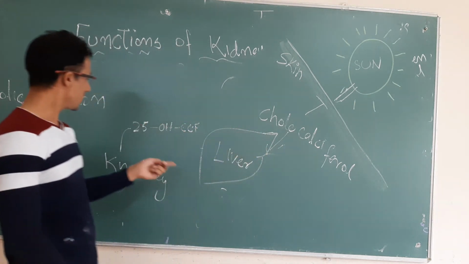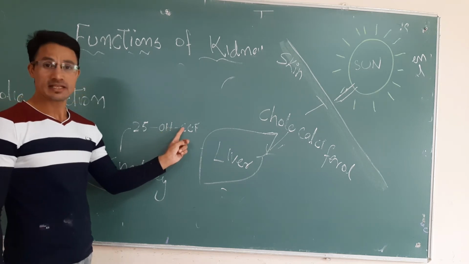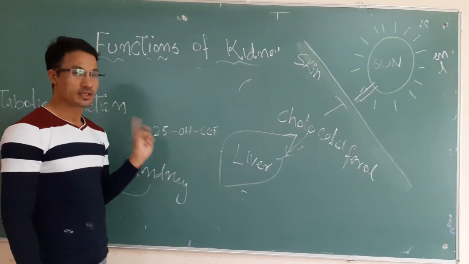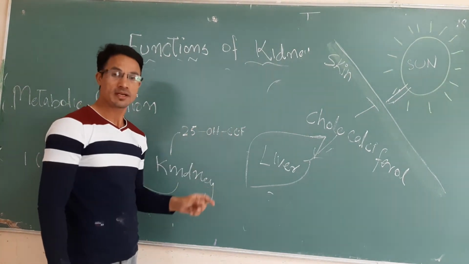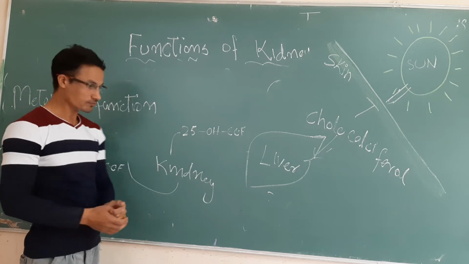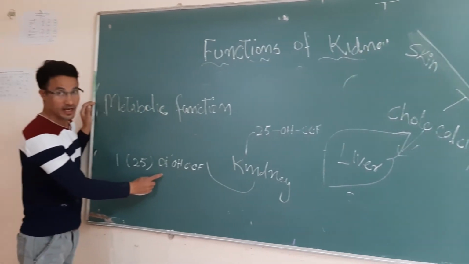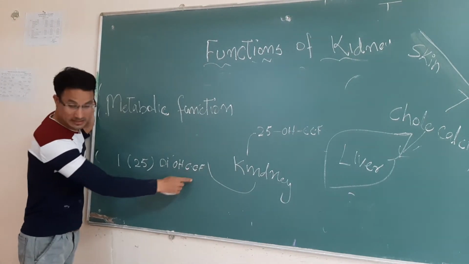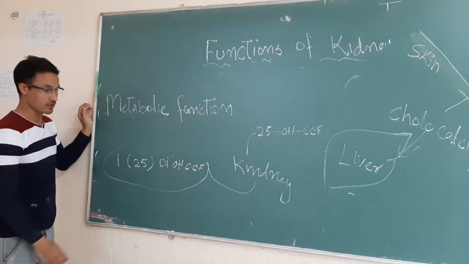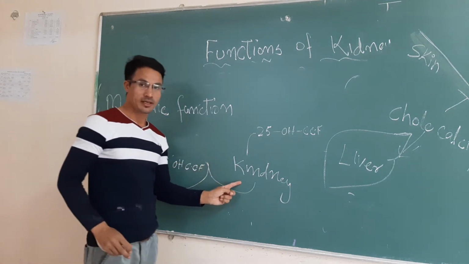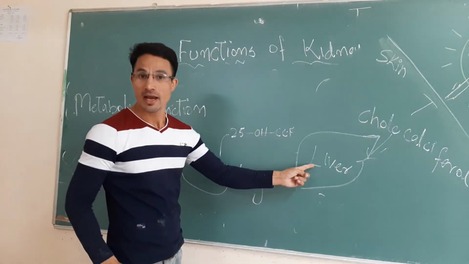The liver forms the 25-hydroxycholecalciferol. This is still inactive vitamin D. That inactive vitamin D will go into the kidney, and the kidney forms the 1,25-dihydroxycholecalciferol. This product is the active vitamin D, which is formed by the kidney with the help of the liver.